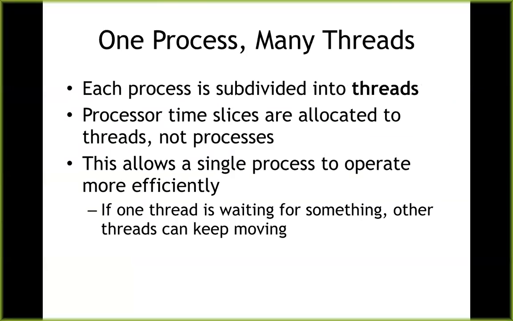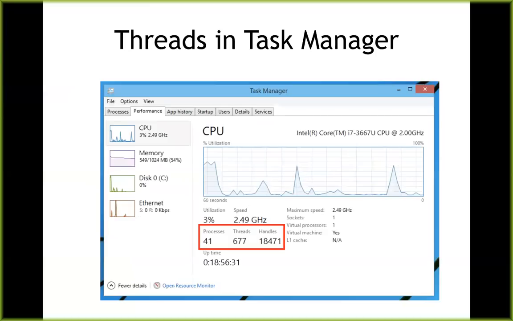And then there's threading. Every process is divided into threads, and each thread is what actually gets processor time. The idea here is your program can be doing several things, and it can keep one part of it moving even if other parts are going slowly. So you can see them in Task Manager. Here's my machine. I booted in and look at Task Manager. I'm looking at 41 processes, 677 threads, and 18,000 handles.